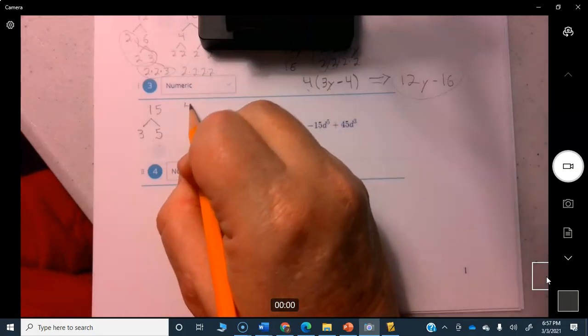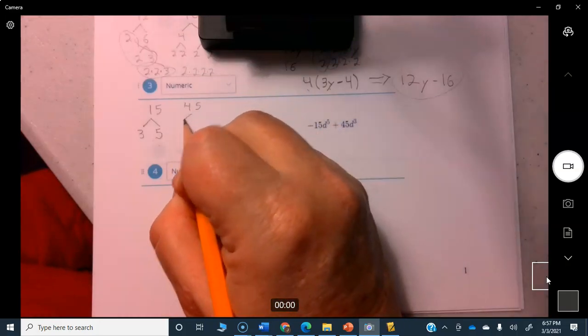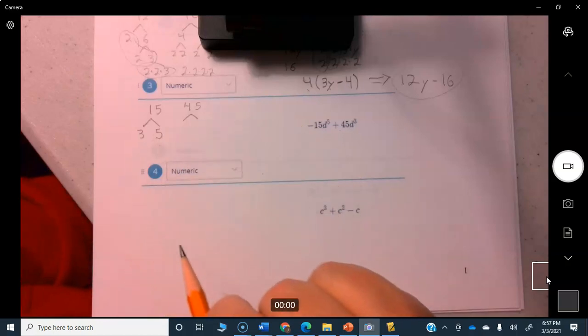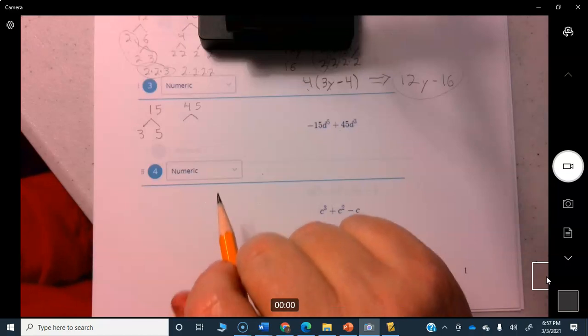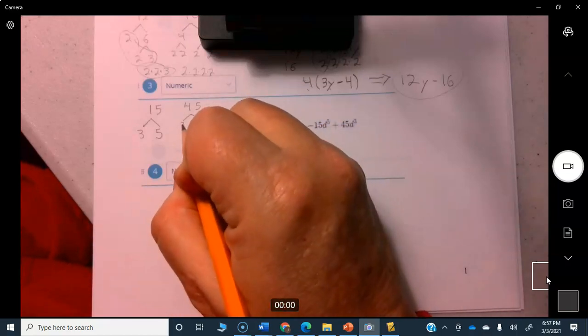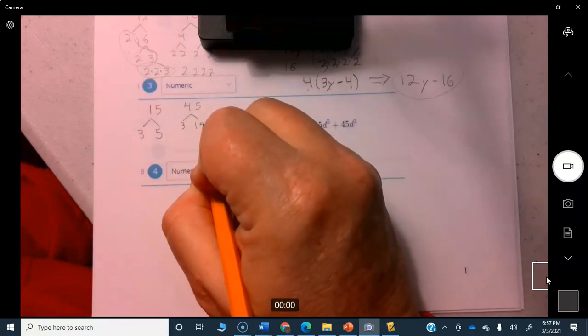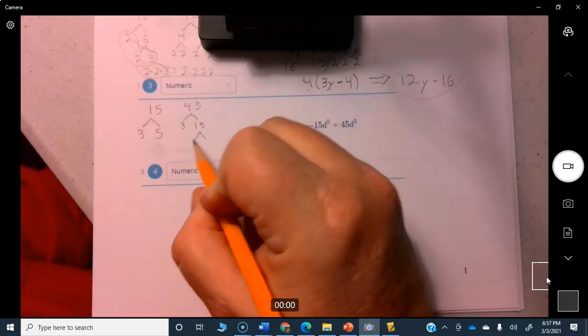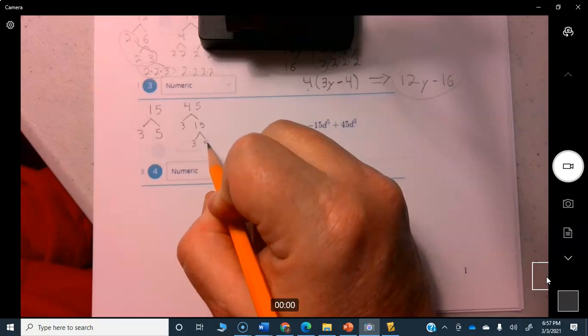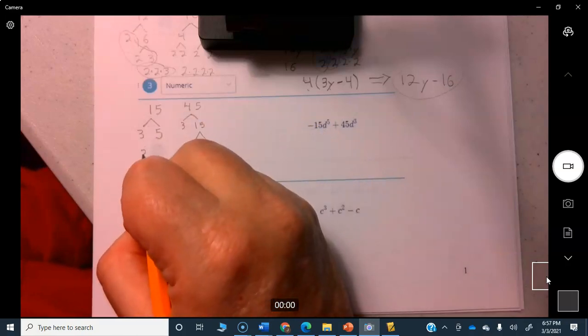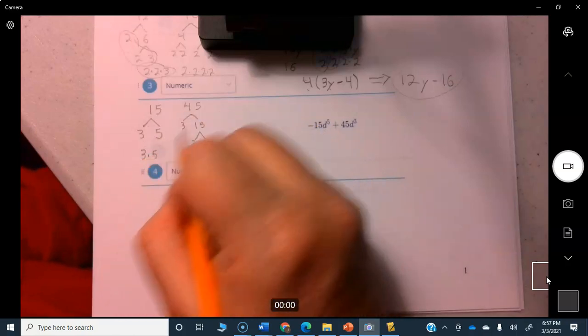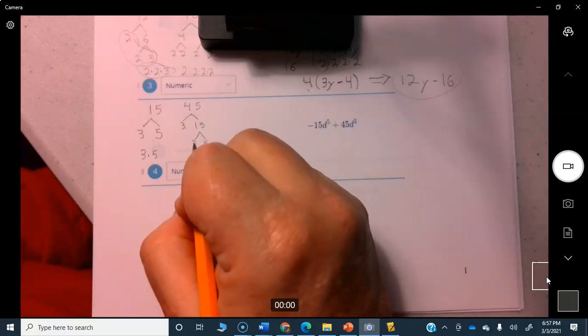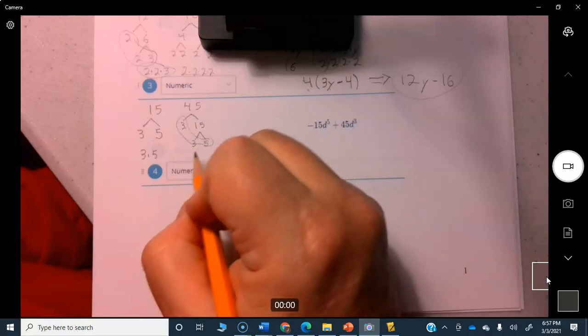45 is going to be, and again, you might have to get out a calculator and try what are 2 numbers that multiply to 45 if you don't know your times tables that well. That's going to be 3 times 15. And then the 15, just like this one, is going to break into 3 times 5. So for 15, it's 3 times 5. And for 45, it's going to be 3 times 3 times 5. The numbers that are down at the bottom there.